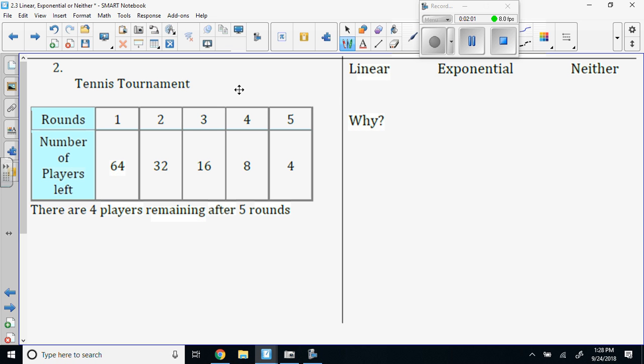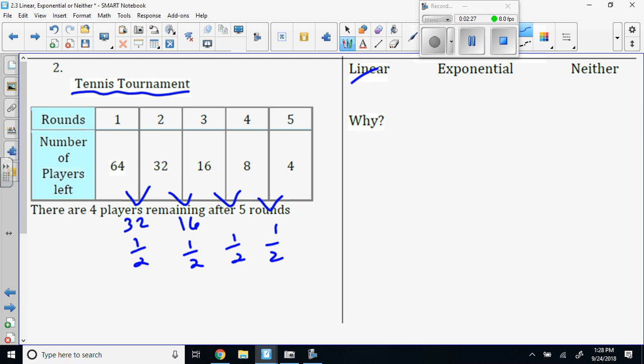Well, give me the answer to number 2. Tennis tournament. Well, that goes down by 32. That's by 16. So that is not linear, is it? No, it can't be linear. So what would it be? Exponential, right? It's exponential. The r is 1/2, right?